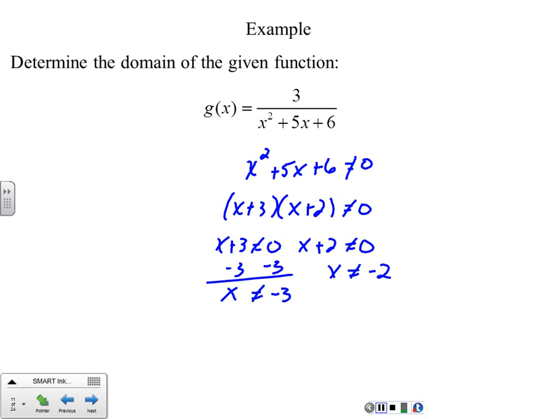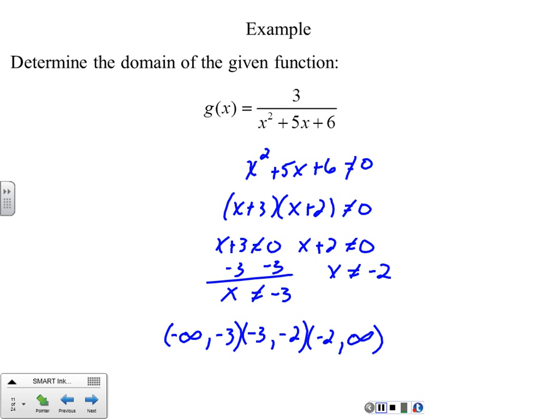Exactly. So what will work? How would you write this? Do you remember how to write these things? Okay. Well, we know that we can come in from negative infinity, right? We can go all the way from negative infinity to negative 3, but not including, right? Can't include negative 3. And then we can pick back up on the other side of negative 3 and go to negative 2, but not include negative 2. And then we can pick back up on the other side of negative 2 and go all the way to positive infinity.